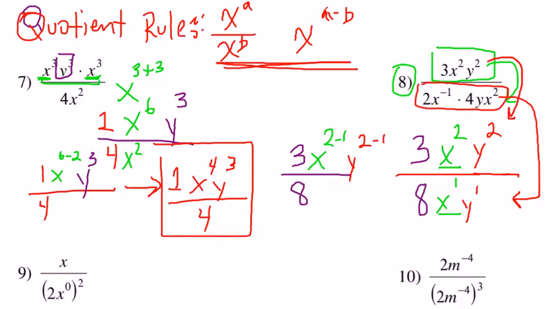Alright, so this is going to turn into 3 x's. Let's look at those. 2 minus 1, that's just 1. So I'm just going to say 3x. Same thing, y. 2 minus 1 is just 1.